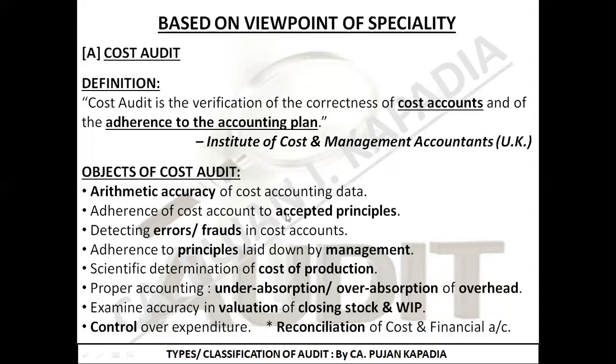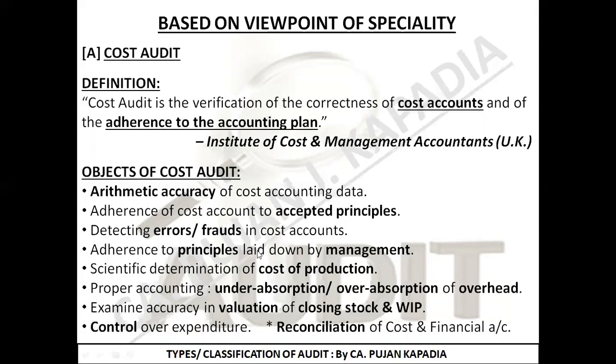Second is adherence of cost account to the accepted principles. That is, I had recorded each and every transaction. I had recorded all the entries of accountancy in respect to the various principles. Third is detection of errors or frauds in the cost accounts. That is but natural. I am doing audit because one of my subsidiary objectives is definitely going to be detection and prevention of errors and frauds.